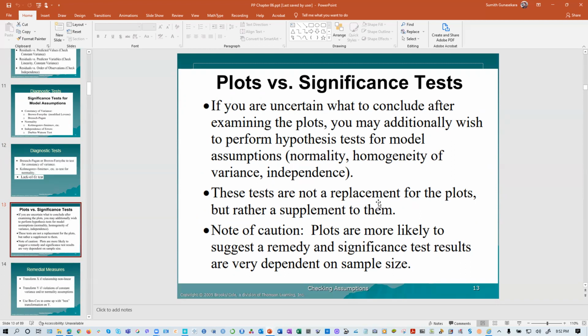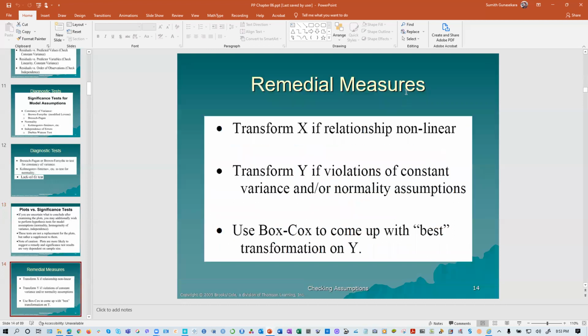These tests are not a replacement for the plots, but rather a supplement to them. Note of caution: plots are more likely to suggest a remedy, and significant test results are very dependent on sample size. So you have to be very careful when you run some kind of test. Sometimes you have to have an ample sample size to run that particular test. Okay. There are other remedial measures that we can talk about.